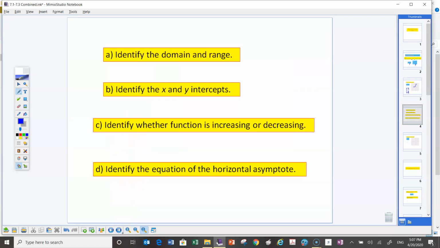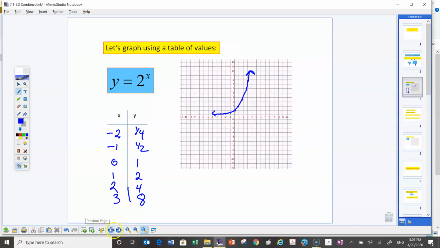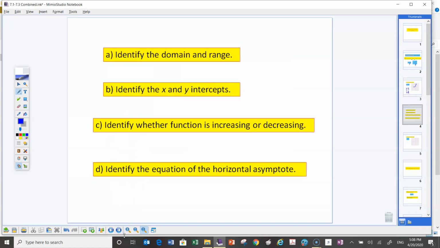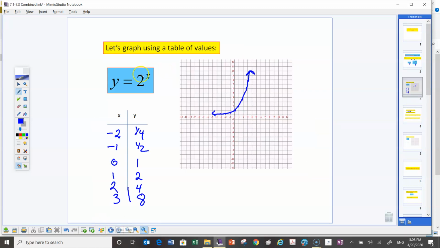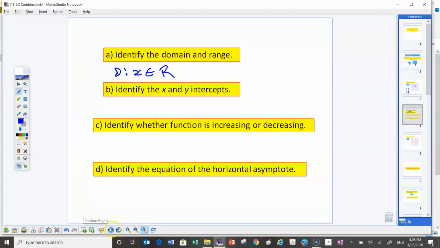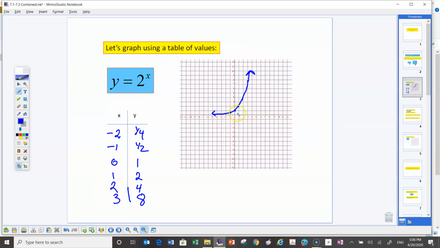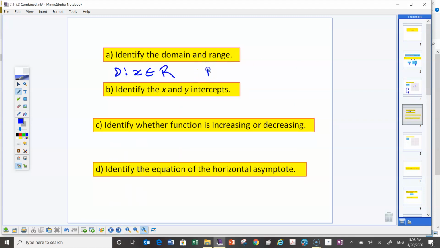Now, let's notice and look at the domain and range of this graph. The domain is all the real numbers because I can plug any value in for x and I will get a y value. My range, if I look at my graph, it appears that y is always above the x-axis, and so the range is y is greater than 0. Not greater than or equal to 0, just greater than 0.